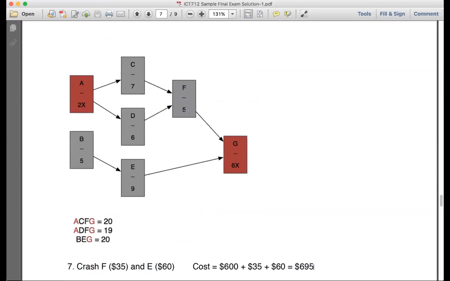Now, how many times can I crash F? Can we crash together one F thing, and D, sir? Yeah, because you need to crash one from this path and one from this path. Otherwise, the duration won't reduce to 19. So you wouldn't have really reduced the duration of your project. Okay. So C is 30 and F is 35. Why have we taken F instead of C?